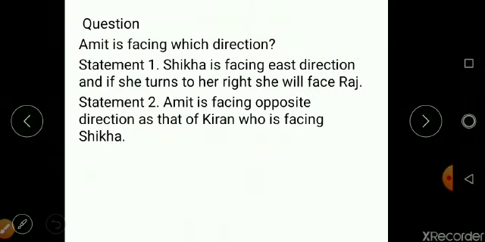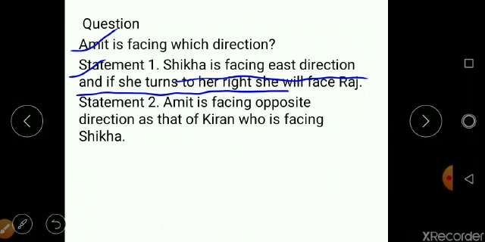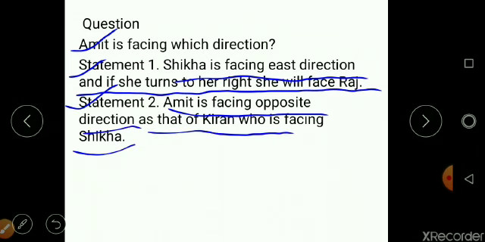Now the second question. Amit is facing which direction? Now the first statement is Shikha is facing east direction, and if she turns to her right, she will face Raj. And the second statement is Amit is facing opposite direction as that of Kiran, who is facing Shikha. Both the statements are given, and this is a question from direction sense. First we will draw the diagram for statement 1, then for statement second, and we will check whether these are sufficient to give the answer of the question or not.